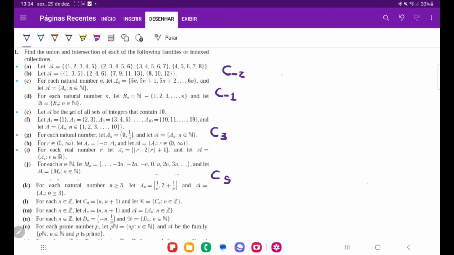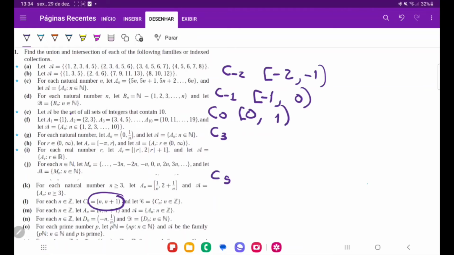So c of -2 is going to begin at -2 and then end at -1 excluded. And then c of -1 begins at -1 included, and then ends at 0 excluded. Maybe I'm going to do c of 0 here as well. It begins with 0 included and ends at +1 excluded. And then c of 3 begins at 3 included, ends at 4 excluded, and so on and so forth.